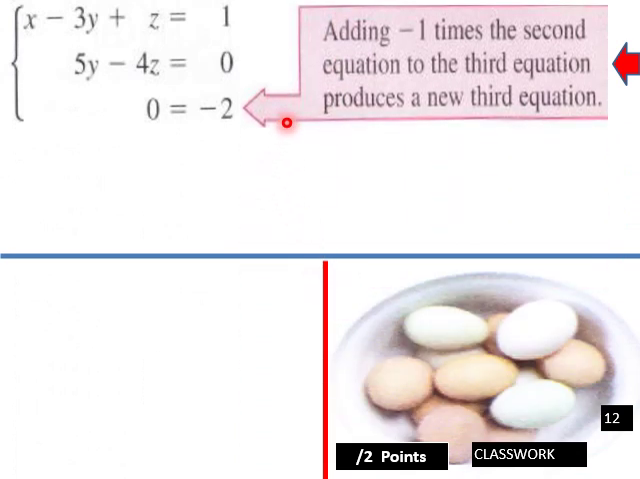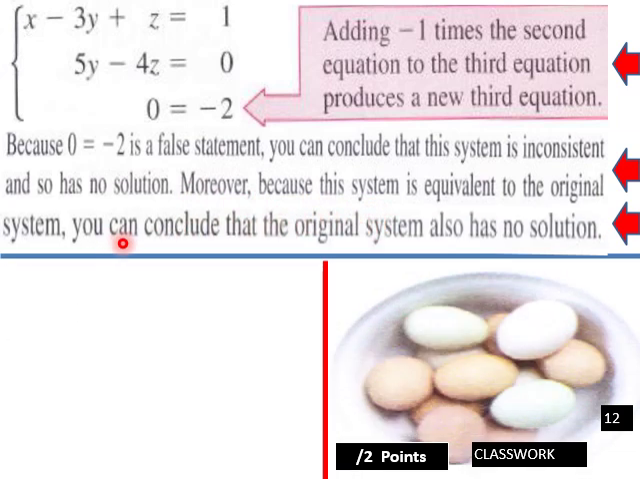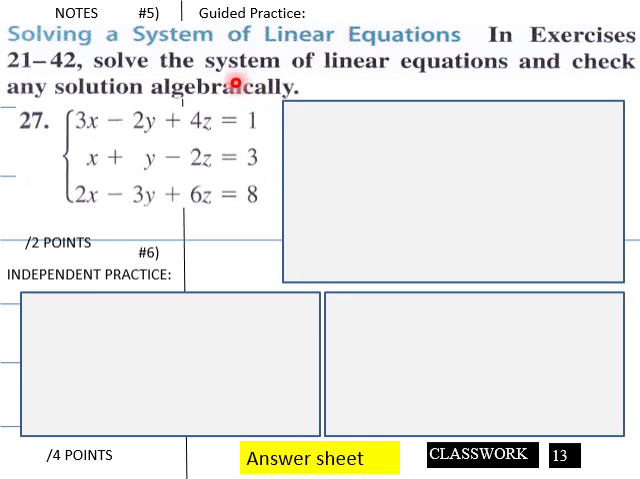So when we get something like that, adding negative 1 times the second equation to the third equation produces a new third. So now we have 0 equals negative 2. That is definitely a dead giveaway. Because 0 equals negative 2 is a false statement, you can conclude that this system is inconsistent, so it has no solution. Moreover, because this system is equivalent to the original system, you can conclude that the original system also has no solution.